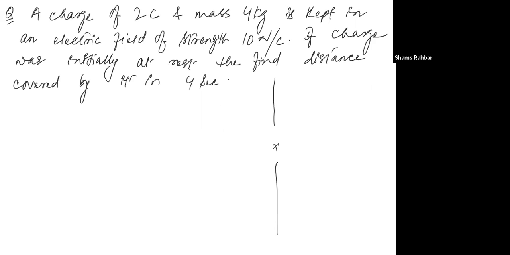I'm just writing the formula. That distance formula here will be S is equal to UT plus half AT square. This you will have to use to get the value of distance covered by the charged particle in 4 seconds. ये equation आपको use करनी है. You have to use this equation, right?